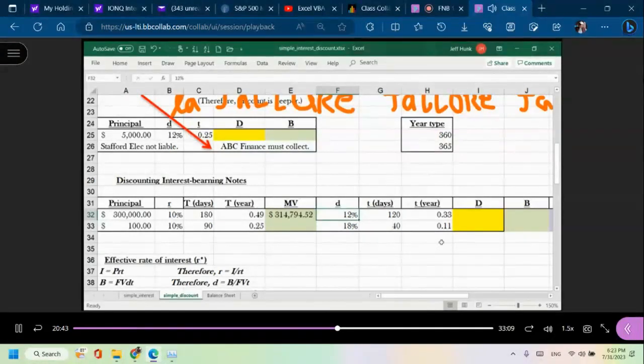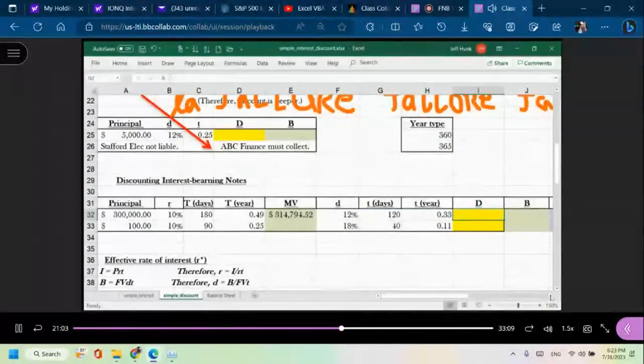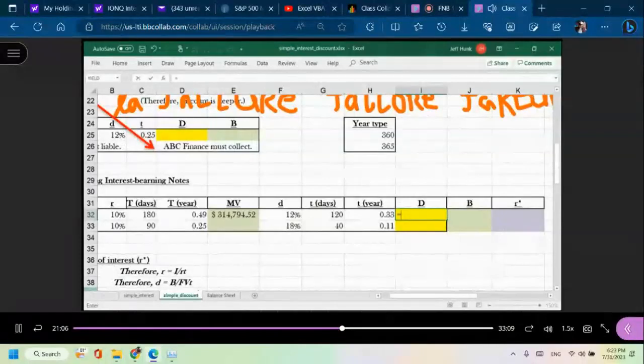So then 120 days, converting into years, is 0.33. So what are the proceeds, right? Once again, D proceeds, the discounted amount. Because this is the maturity value, you will be discounting, but the discount period is 120 days. And so 1 minus the discount rate of 12% times T, right? And then what do you get? This is what you receive.